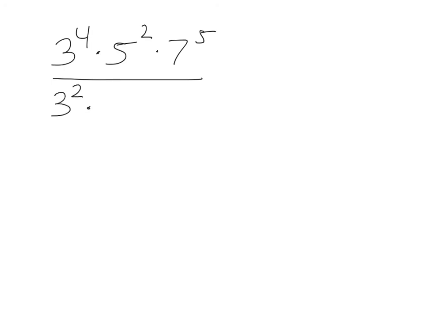Now, take a look at this one and see how you do. Be careful. 3 to the 4th times 5 squared times 7 to the 5th over 3 squared times 5 times 7 cubed. Pause your recording, think about this, but I want the answer in exponents. Don't multiply everything out.